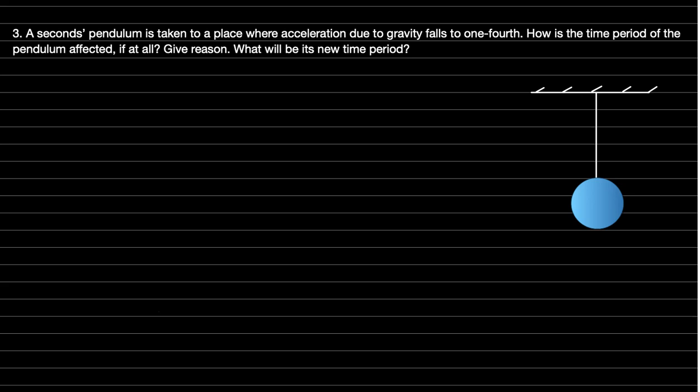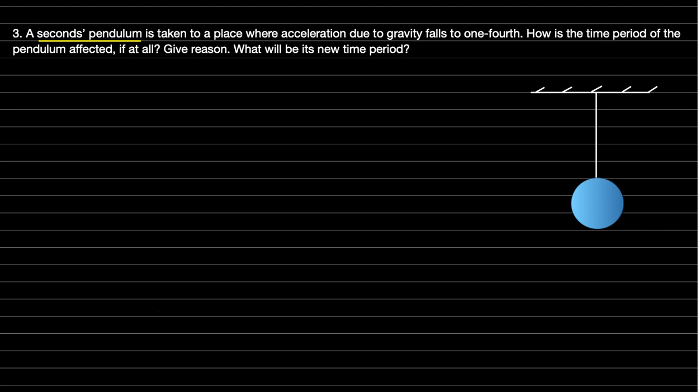In this question, it's given a seconds pendulum. Now, for a seconds pendulum, we need to remember that the time period is 2 seconds. That means going from one end to the other and coming back to the same place takes 2 seconds.